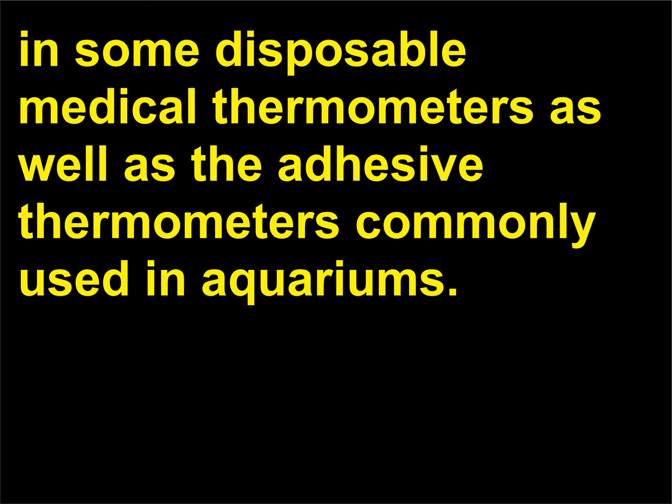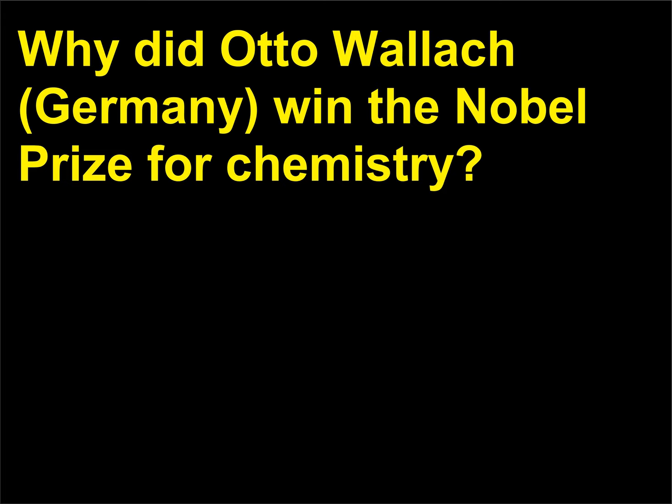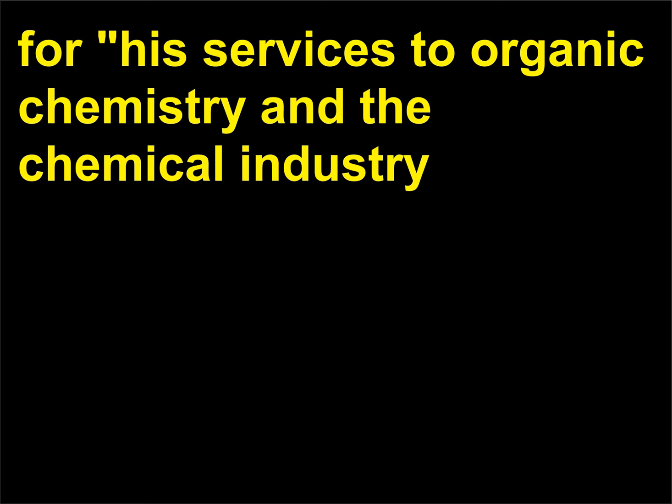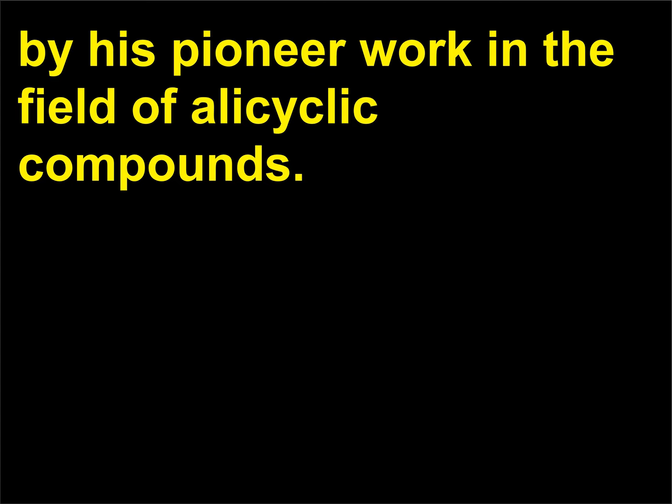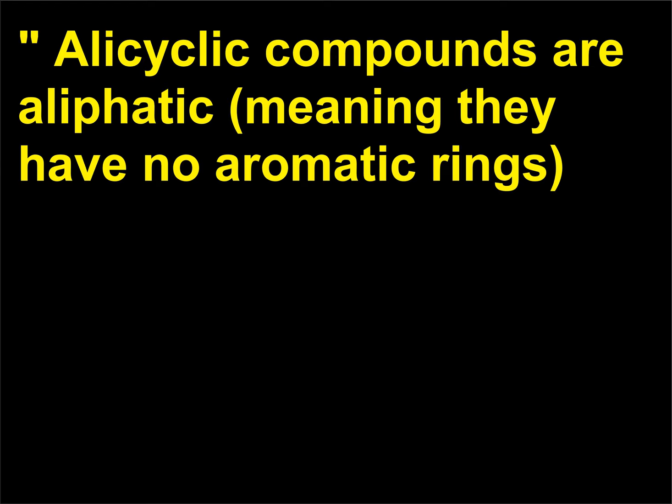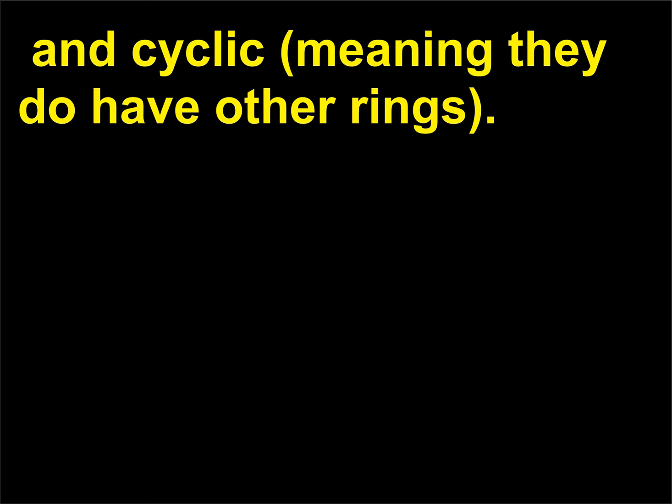Why did Otto Wallach, Germany, win the Nobel Prize for Chemistry? For his services to organic chemistry and the chemical industry, by his pioneer work in the field of alicyclic compounds. Alicyclic compounds are aliphatic, meaning they have no aromatic rings, and cyclic, meaning they do have other rings.